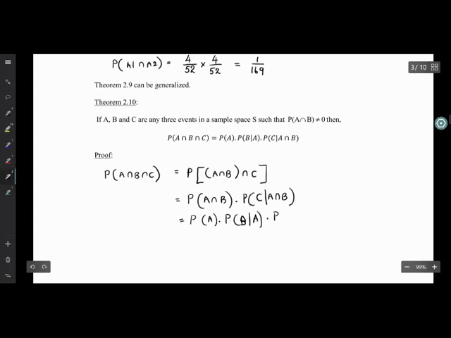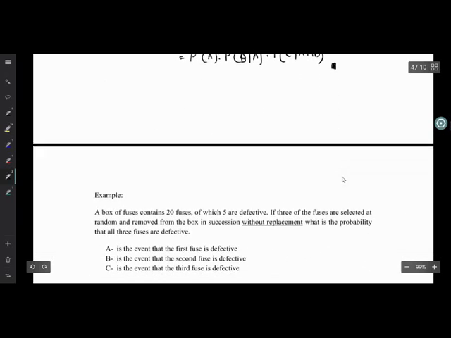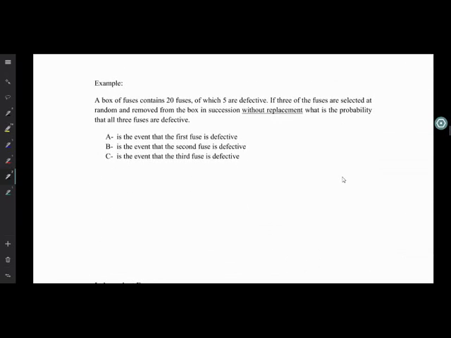And we write the next statement. So we end up with the final answer. Not only for 3 events, if you have many events, still you can apply the multiplication rule. Let's try another example.